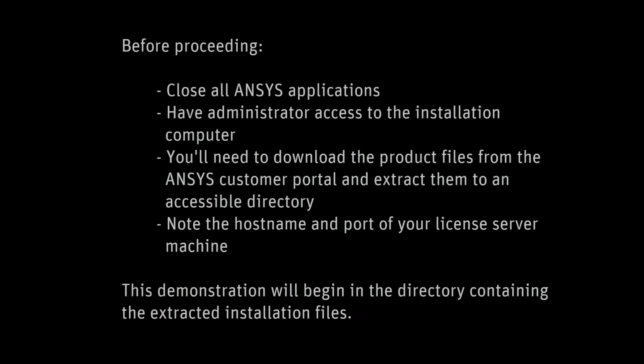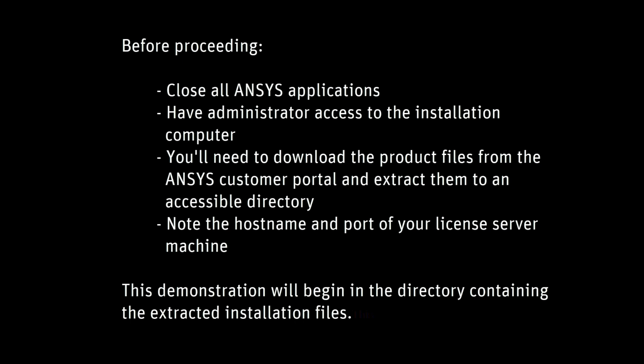In this demonstration, you'll learn how to perform the installation for Ansys Electronics Release 19.0 on the Linux platform. Before proceeding, close all Ansys applications. Have administrator access to the installation computer. You'll need to download the product files from the Ansys customer portal and extract them to an accessible directory.